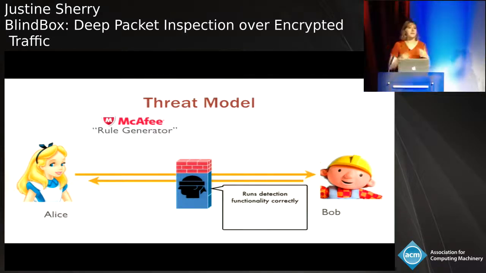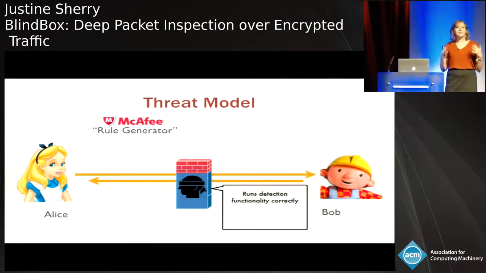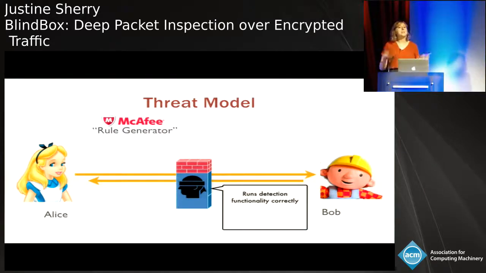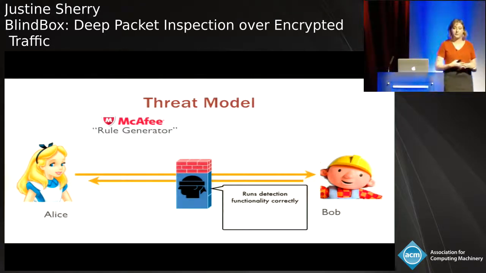The third assumption based in the world today is the one that we're going to change. Today, when Alice and Bob use an IDS, they trust that the IDS is going to run detection functionality correctly. But they also implicitly have one other assumption, which is that the IDS can be trusted with their privacy. This is the assumption we're going to change.